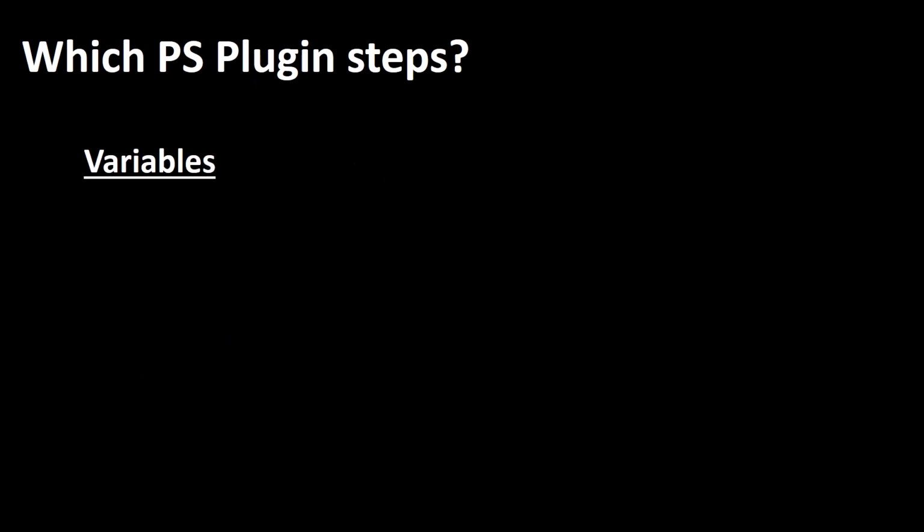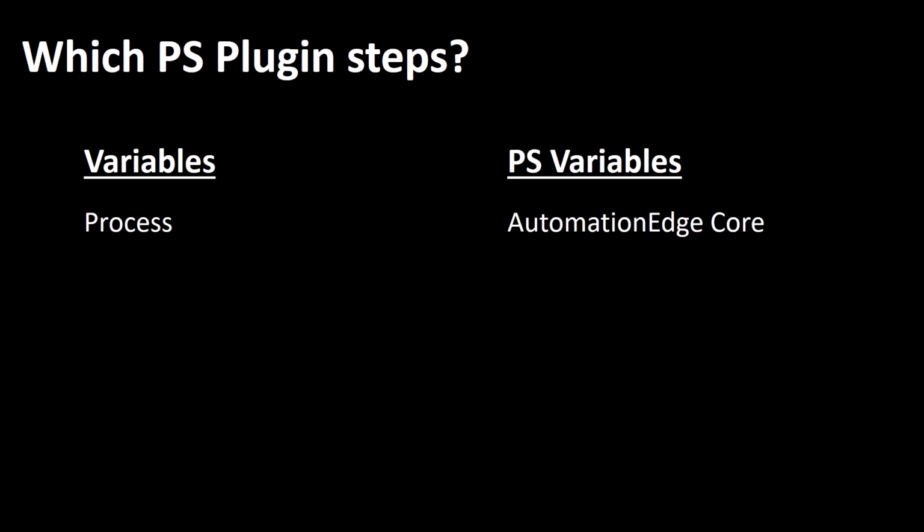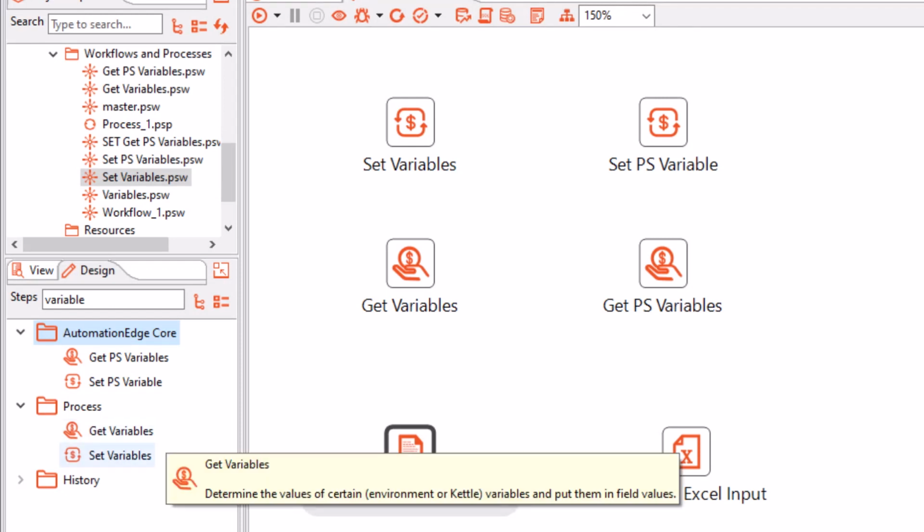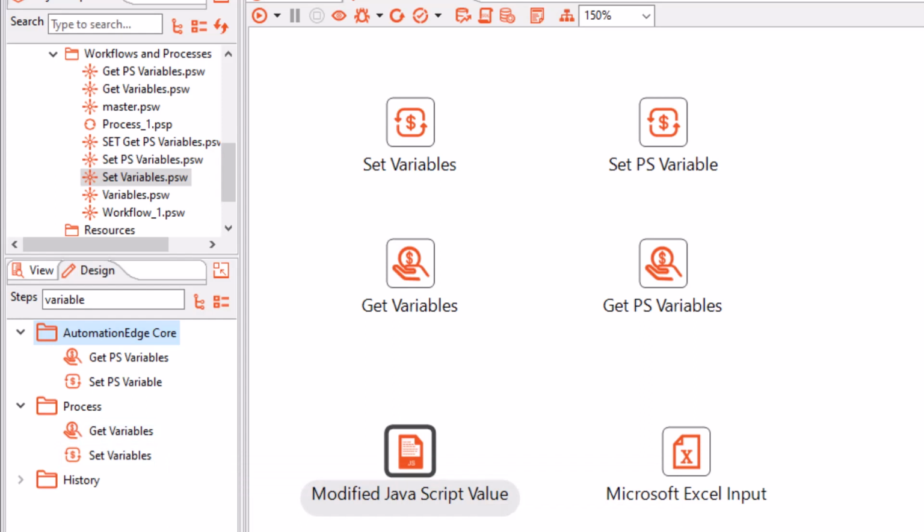The steps related to variables are in the Process plugin, whereas the steps related to PS variables are in the AutomationEdge core plugin. Let us check it in Process Studio. In the left navigation, you can see that the get variables and set variables steps are in the Process plugin, whereas the get PS variables and set PS variables steps are in the AutomationEdge core plugin.